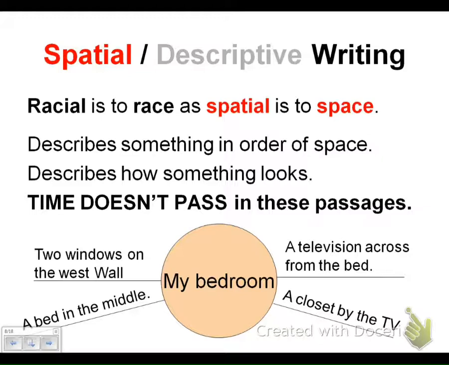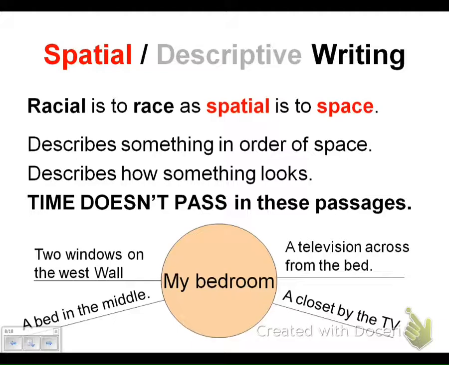Of trying to show what's in a space. You could describe this room spatially from side to side. You could start at the door and work your way that way. You could describe it front to back. You could describe it top to bottom. Okay? But it would be in order of the space.